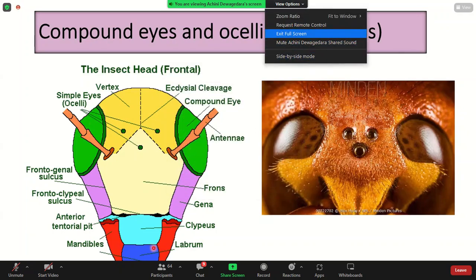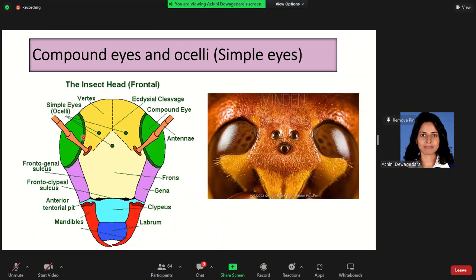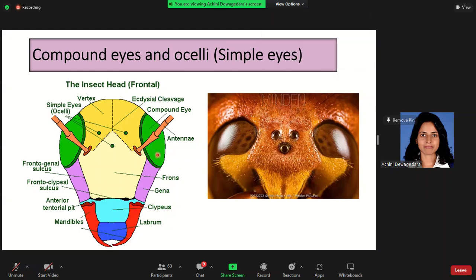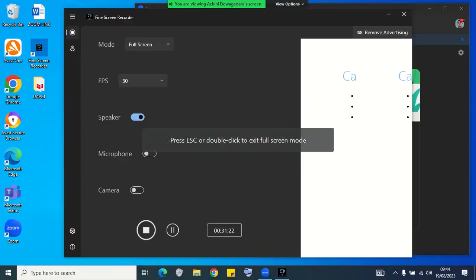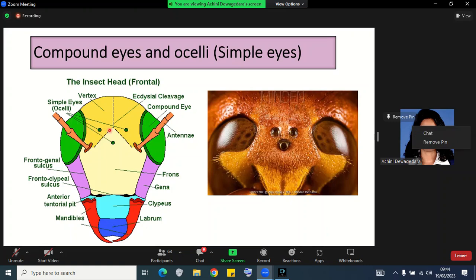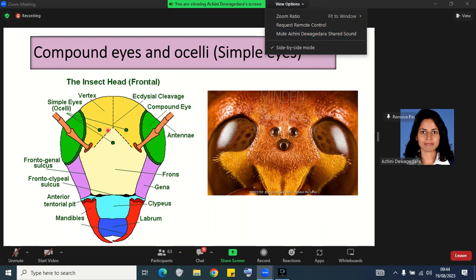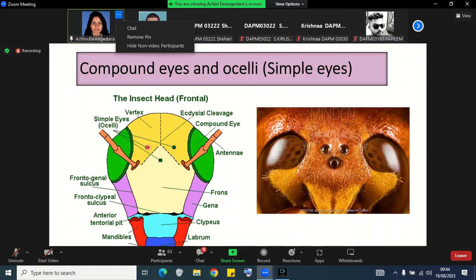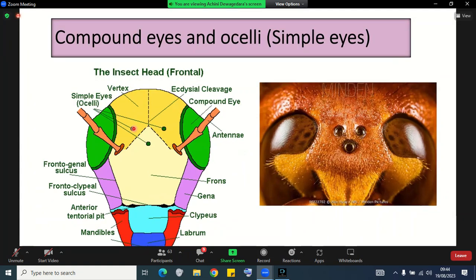So this is the frontal view of a head of an insect. So these green color structures shown in the picture are the compound eyes. And here you can see three simple eyes present in front of the head. And these simple eyes are also called as ocelli. Right? Ocelli.